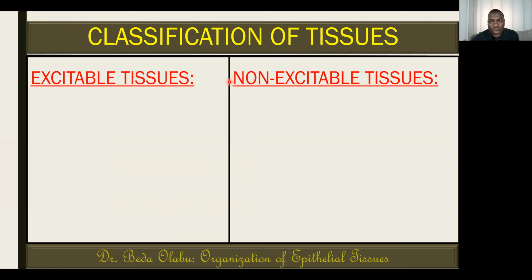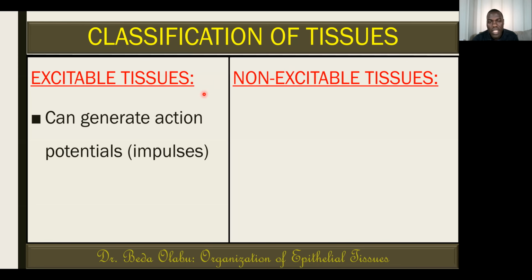Even though we have 4 basic tissues, these tissues display some unique characteristics in terms of their excitability. Excitability is the ability of a cell to respond to a stimulus by generating an electrical impulse. The excitable tissues, therefore, are tissues which can generate such electrical impulses. In physiology, you'll be told that these electrical impulses are called action potentials.